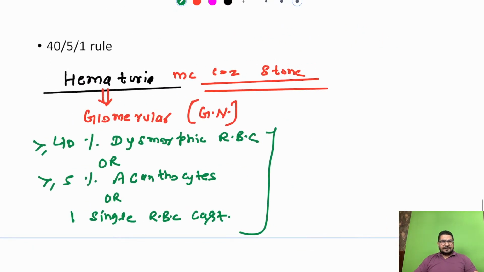So मेरे कहने का क्या मतलब है? अगर क्वेश्चन में डिस्मॉर्फिक आरबीसीज दिए हैं in the MCQ, if you see acanthocytes are given, if one single RBC cast is given, then this hematuria is due to glomerulonephritis or it is glomerular in origin.